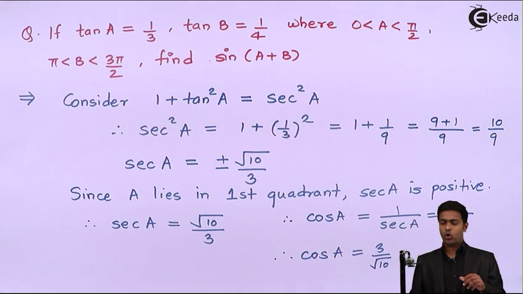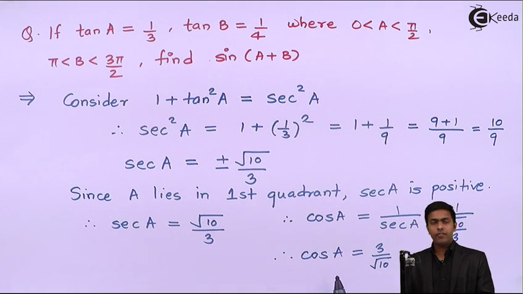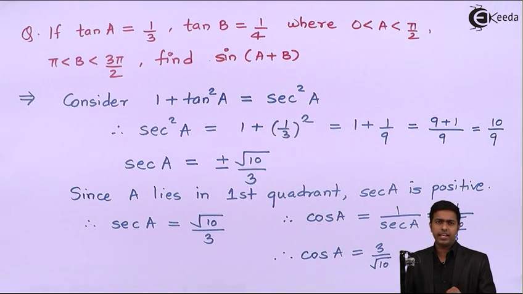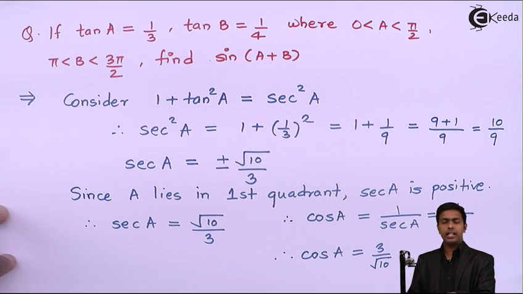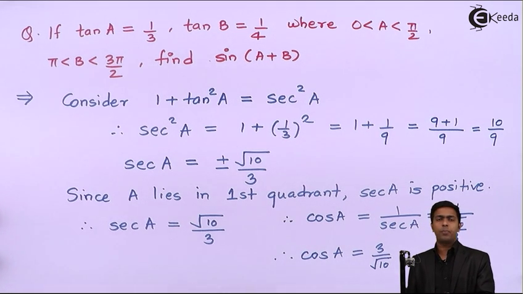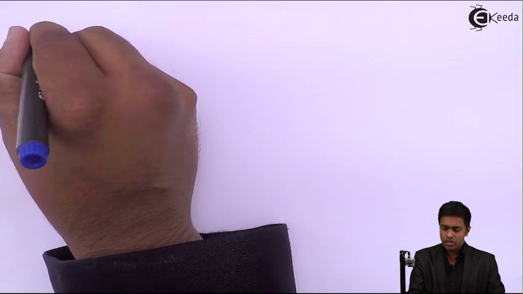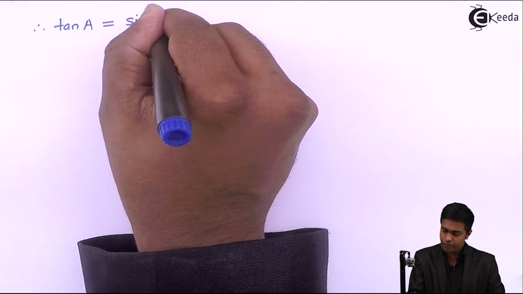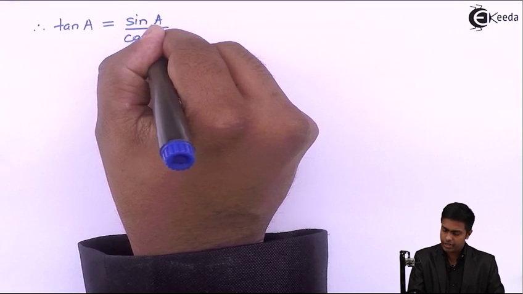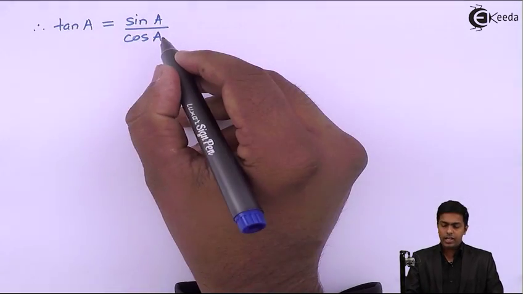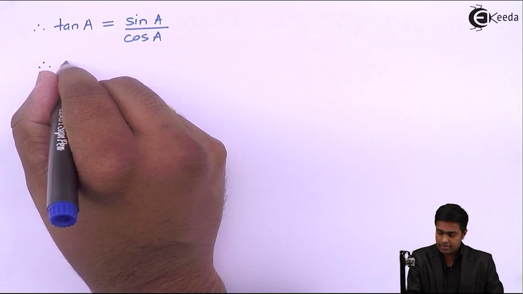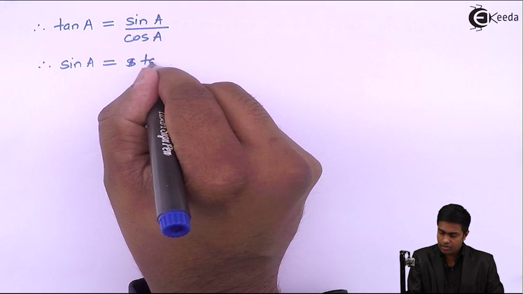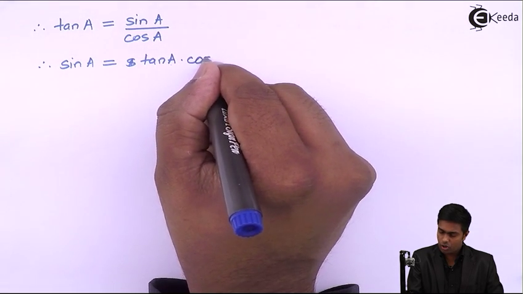So here we got the value of cos A. Now from the value of cos A and the value of tan A, we can find the value of sin A. How? We know the property that tan A is equal to sin A upon cos A. So I will write it down. Therefore tan A is equal to sin A upon cos A. As I want sin A, therefore sin A is equal to tan A into cos A.